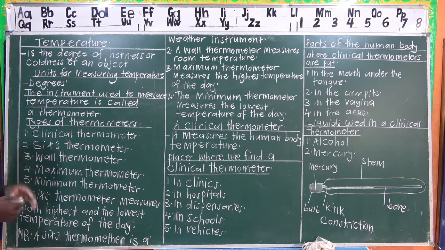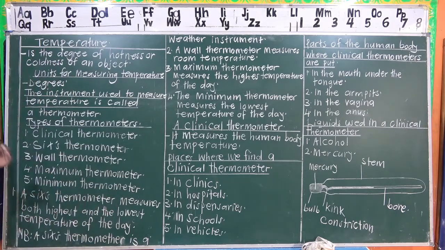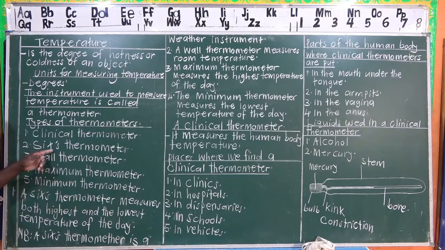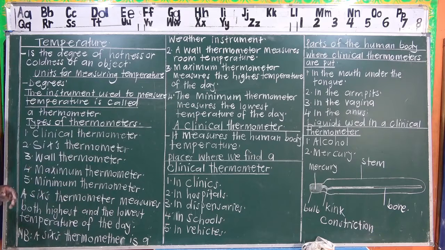Now, a 6-inch thermometer is also known as a maximum and minimum thermometer. There are two thermometers in one. When you're writing the word 6-inch, you have to put apostrophe before S, because this thermometer was discovered by somebody called 6. That's why it's called a 6-inch thermometer. Don't say 6 thermometer. It is called a 6-inch thermometer.